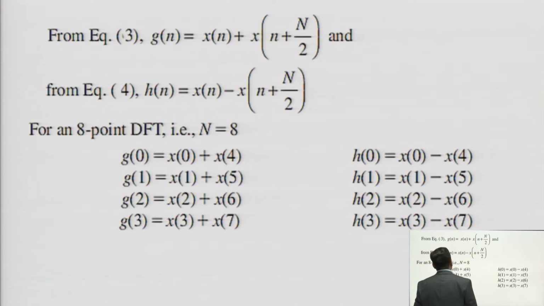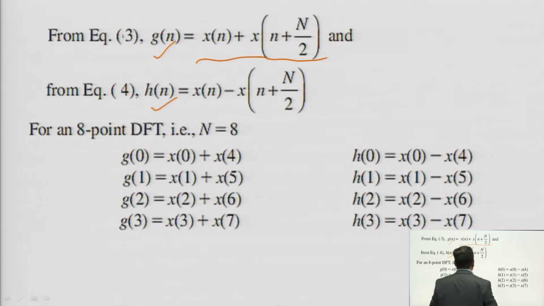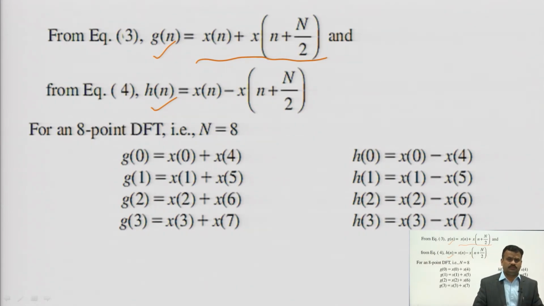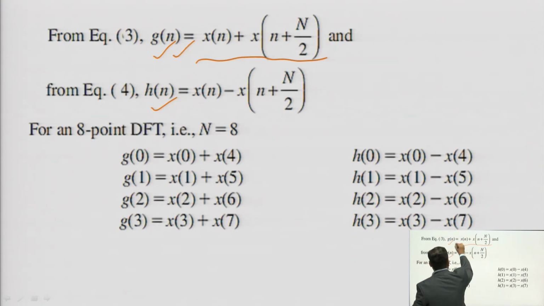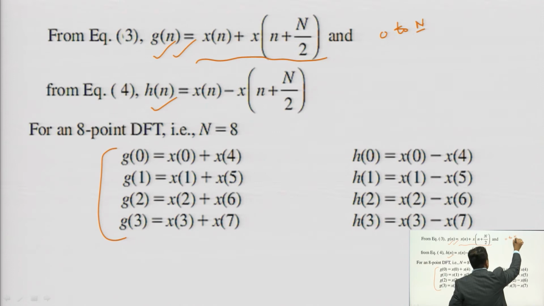So, from equation number 3 you can assume here x of n plus x of n plus N by 2 is equal to g of n for the even, and for the odd from equation number 4 you will get h of n is equal to x of n minus x of n plus N by 2. Now, g of n for even and h of n for odd. Now, you are splitting your sequences into 2 equal parts of N by 2, g of n and h of n. It will go from 0 to 3, because g of n and h of n go from 0 to N by 2 minus 1.